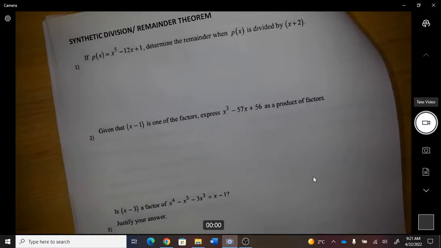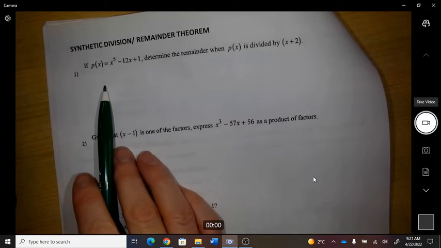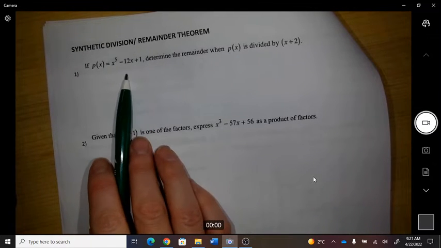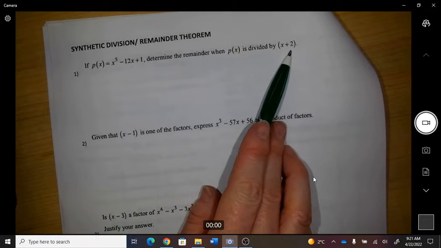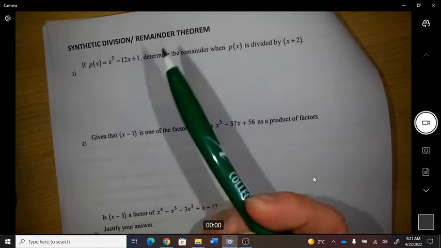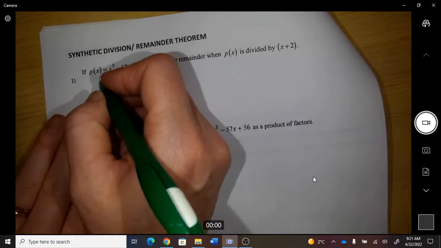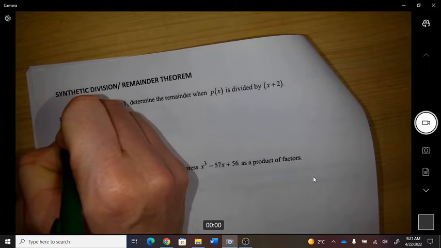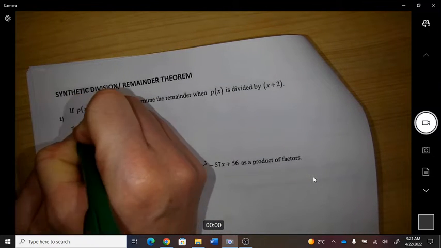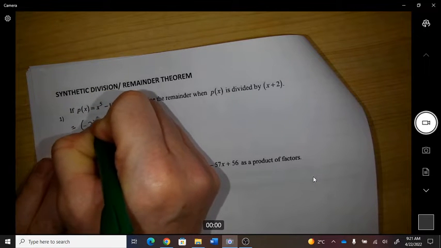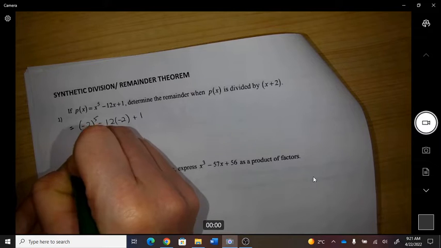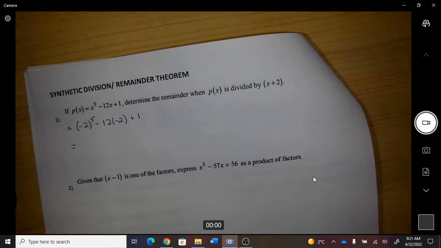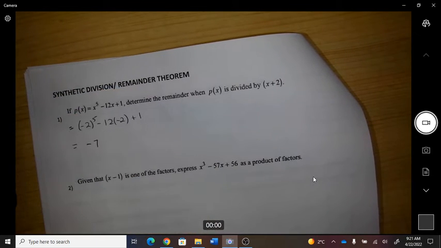Synthetic division and the remainder theorem. So if this function is written as so, determine the remainder when it's divided by x plus 2. So you can plug in a negative 2. So negative 2 to the 5th minus 12 times negative 2 plus 1. If you just plug that in, it would equal negative 7 on the math.